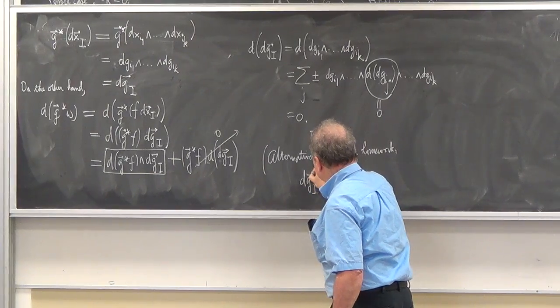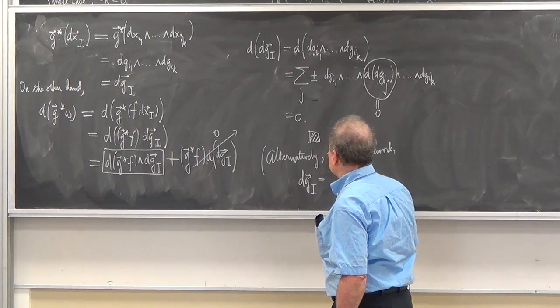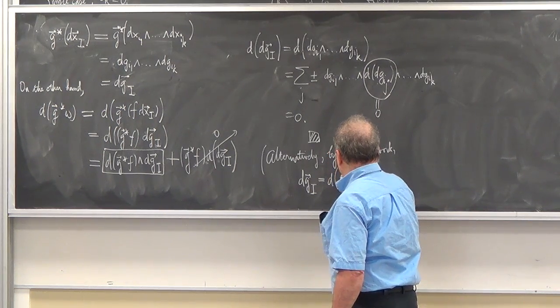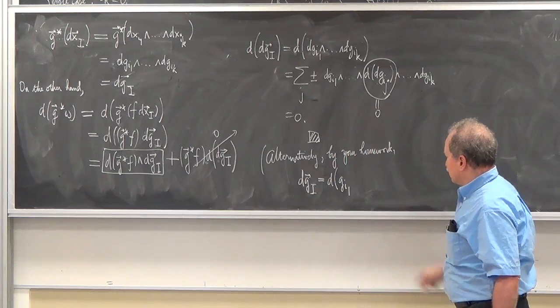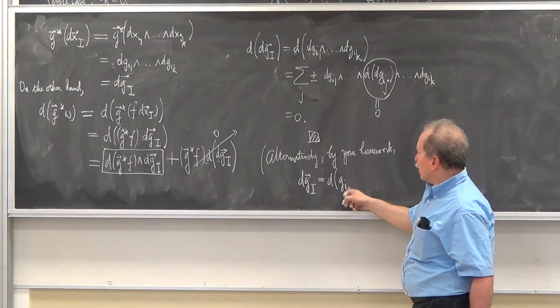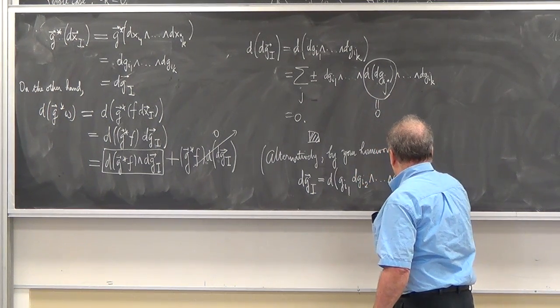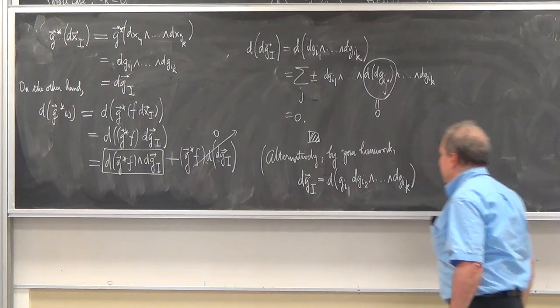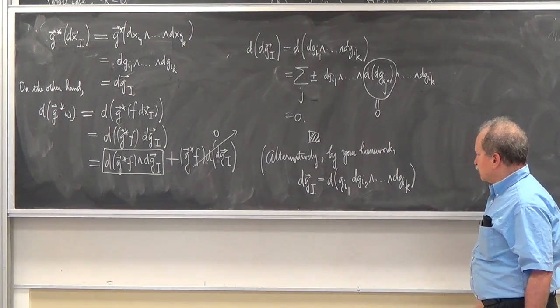dgi is d of the first one without the d in it. Just take the function gi1 and then take dgi2 wedge dgik. I mean, it's the same argument. Why are you only distributing one derivative to the wedge product?